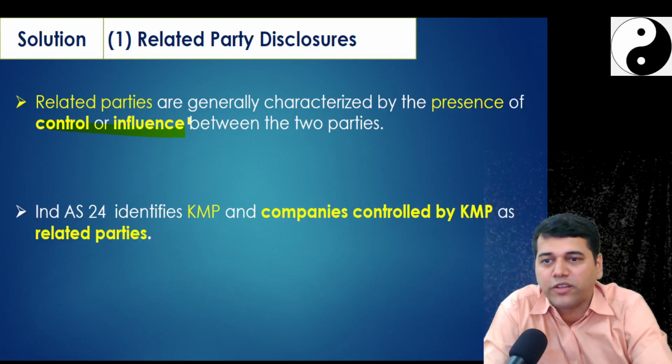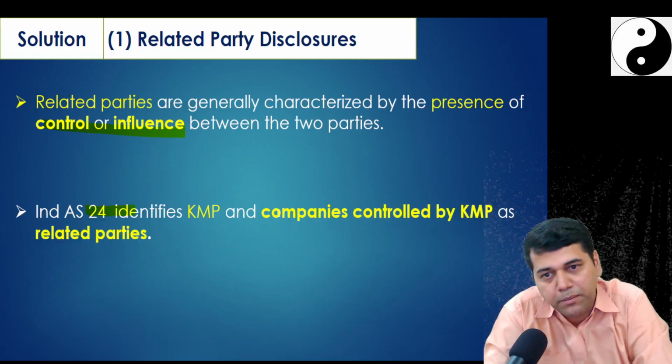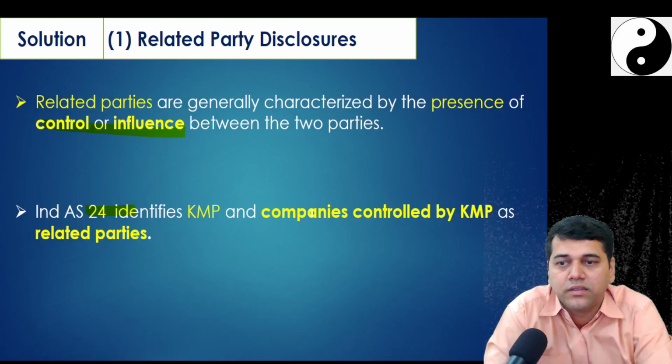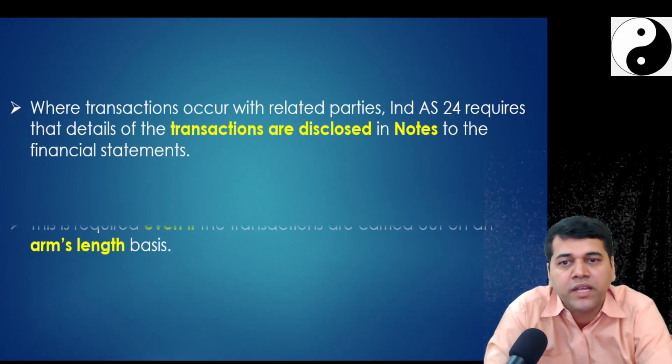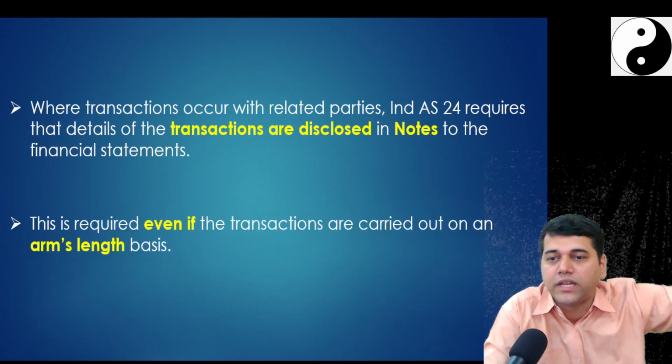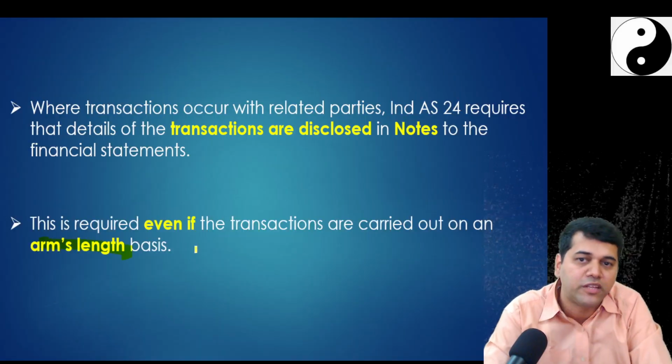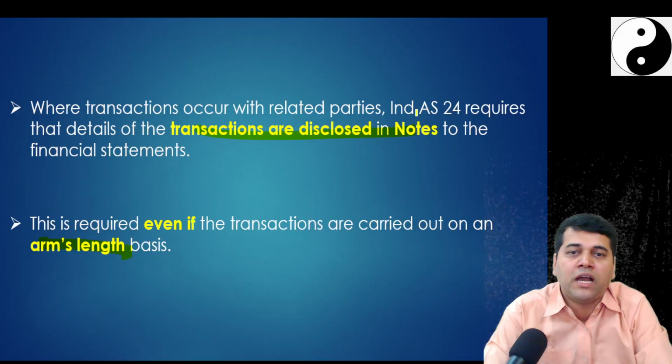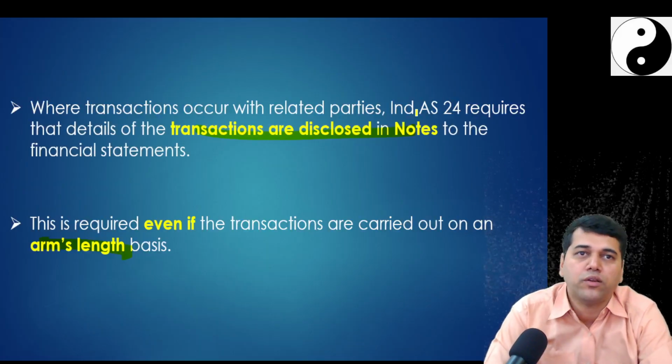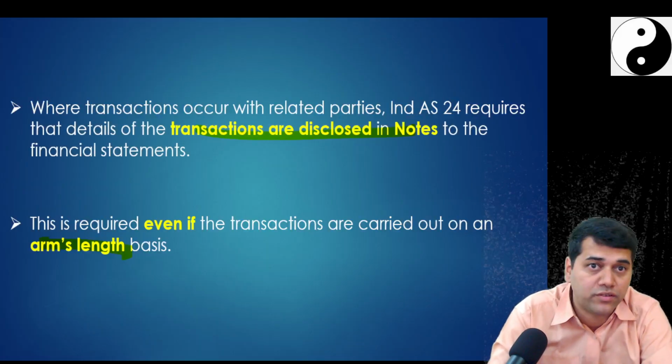Related party, you have to explain first. Ind AS 24 says that KMP is a related party. That means your director is a related party, and if the director is having some control, that is also a related party. So even though it is an arm's length price, even though it is immaterial, you have to disclose in the notes to accounts. This is what your Ind AS 24 says.